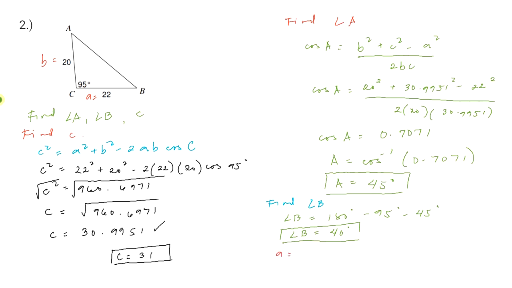Our side A is 22. Your side B is equal to 20. Your side C is equal to 31. Your angle A is 45 degrees. Your angle B is equal to 40 degrees. And your angle C is equal to 95 degrees. So, that is the final answer.